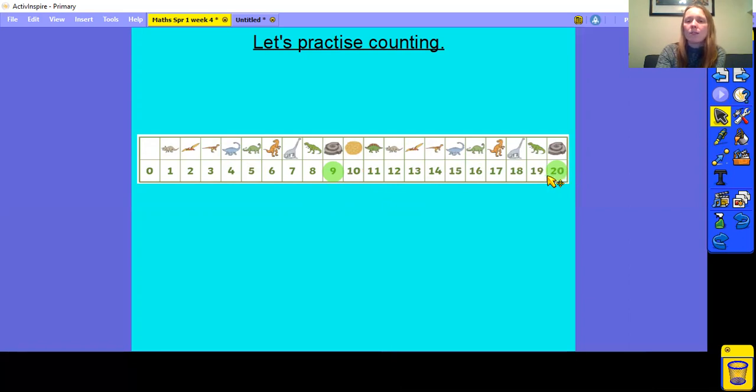This time we're counting backwards, and that means our numbers are going to be getting smaller. Let's start with our largest number, number 20. Off we go. 20, 19, 18, 17, 16, 15, 14, 13, 12, 11, 10, 9.